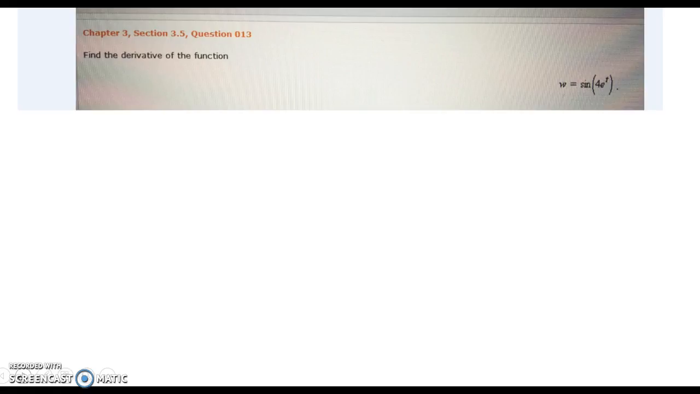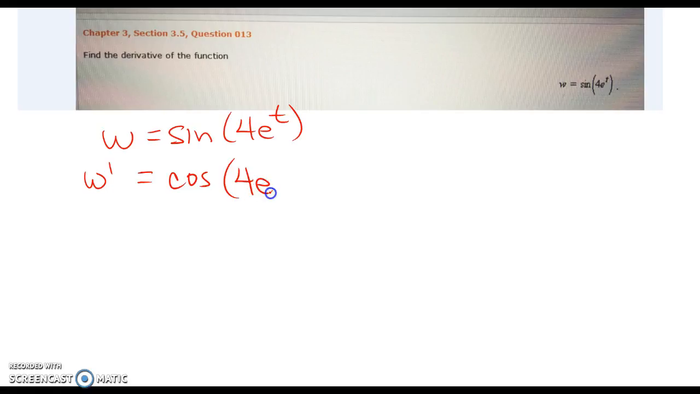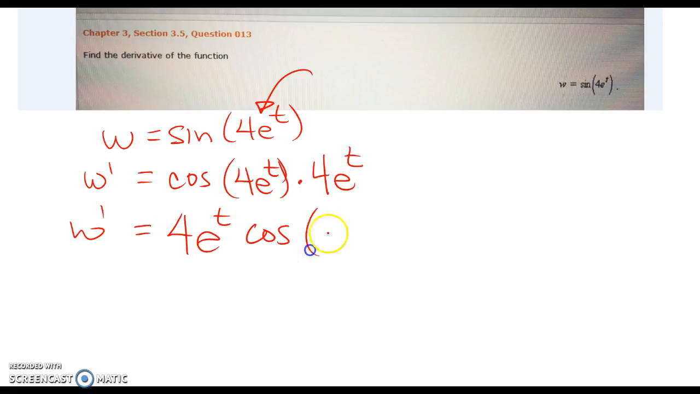Find the derivative of this function. Again, for this function, we have to worry about the chain rule, right? We take the derivative of the outside function and then the derivative of the inside function. The derivative of sine is cosine, so w prime will be cosine of this quantity, and then the derivative of this quantity. The derivative of 4e to the t is simply 4e to the t, isn't it? So our derivative equals 4e to the t cosine of 4e to the t. Alright, we're getting there.